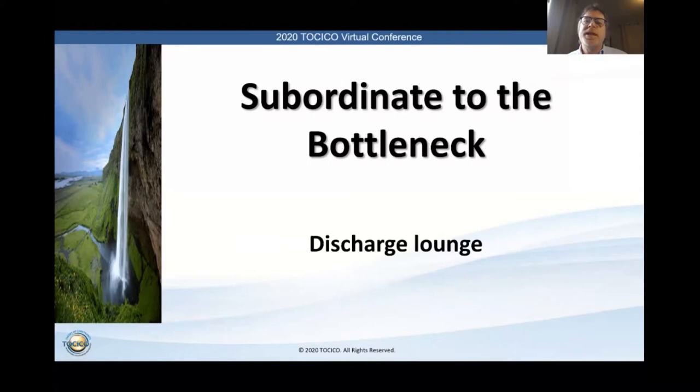If discharged patients are sitting in their beds, tying up the bottleneck while waiting for a ride home or for a prescription to be filled, they can be moved out of the bottleneck resource and into a discharge lounge located elsewhere in the hospital.